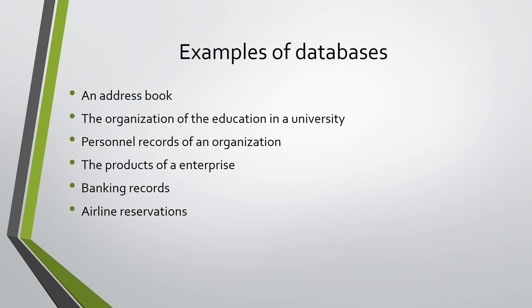A more complex database may hold the information about the organization of the educational activities in a university, including information on faculty, courses, students, classes, schedules, enrollments, etc. Other usual cases are the personnel records of an organization, and the products of an enterprise, shown in an e-shop. Other examples are the banking records, including clients, accounts, cards, transfers, payments, etc. Also, airline reservation systems including flight dates, seat types, seat assignments, prices, etc.